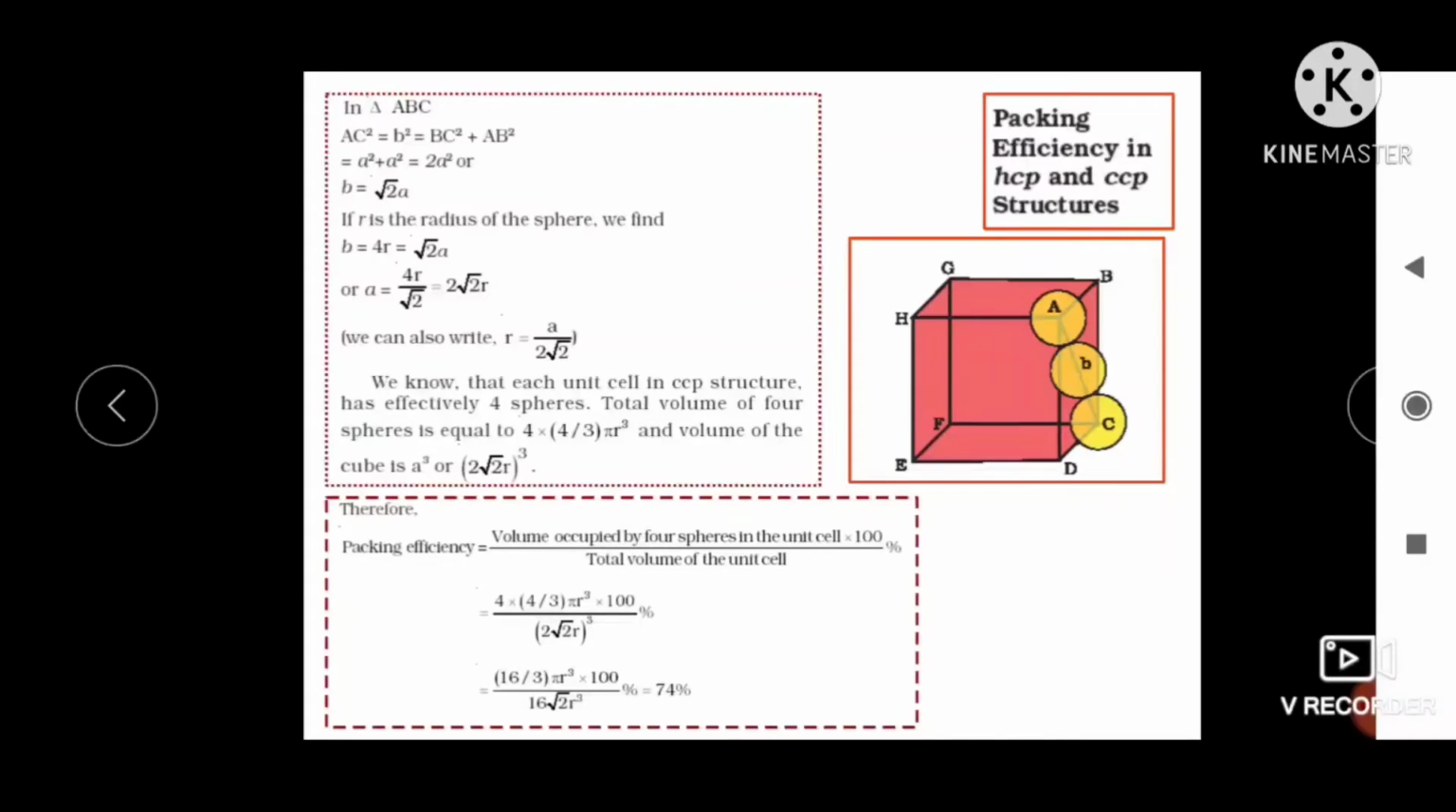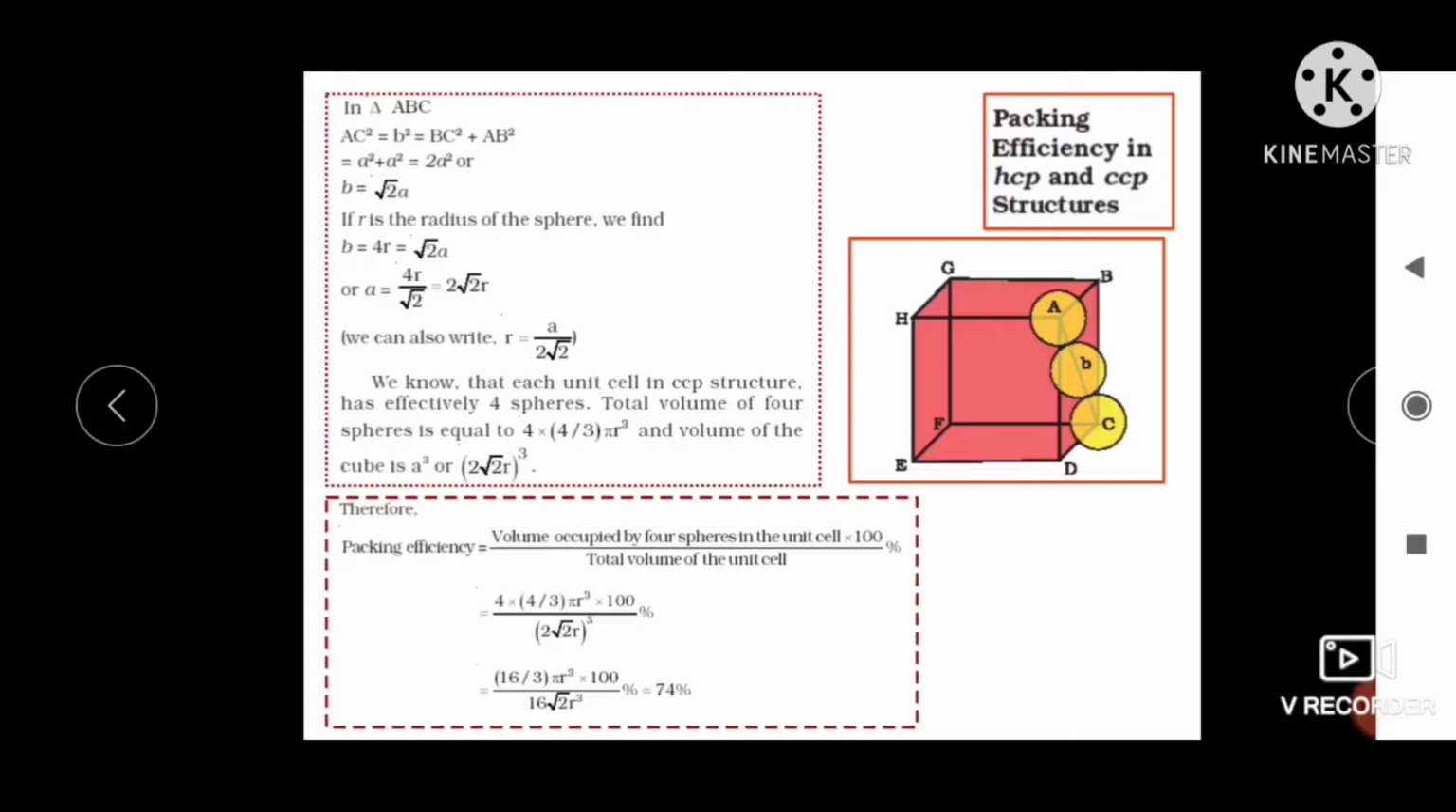Because the volume of one sphere is 4/3 πr³, the volume of 4 spheres becomes 4 into 4/3 πr³. And the volume of the cube is a³. Here a is given by 2√2 r.